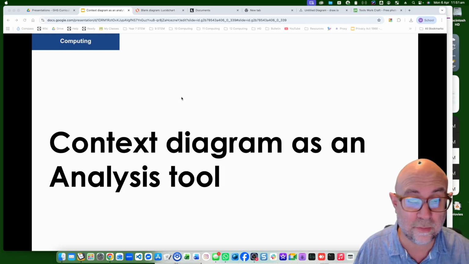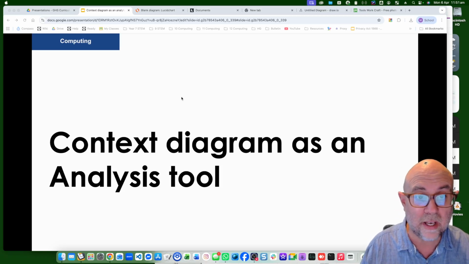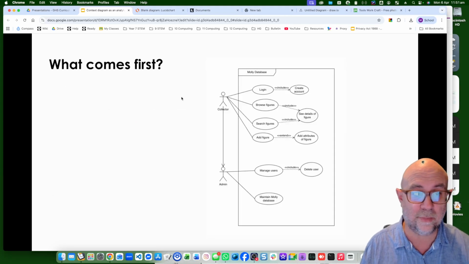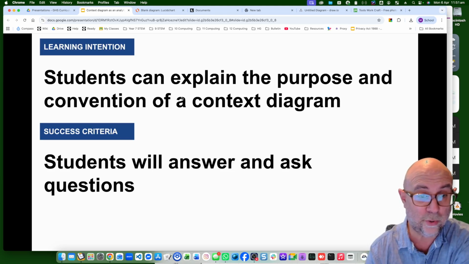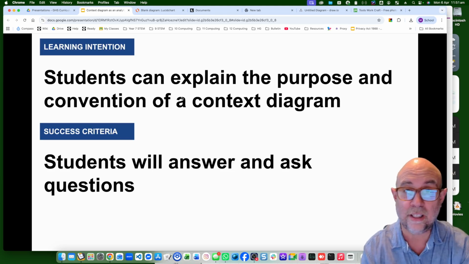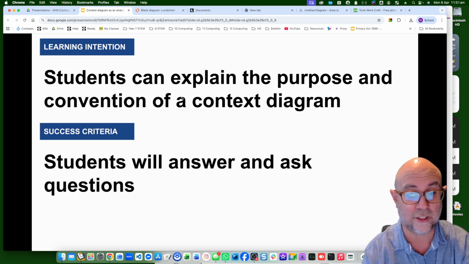Hello and welcome to this presentation about a context diagram, which is an analysis tool. The intended audience for this presentation is VCE students studying software development or computing in Year 11. Our learning intention is that students can explain the purpose and the conventions of a context diagram.